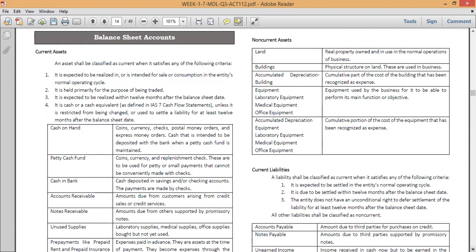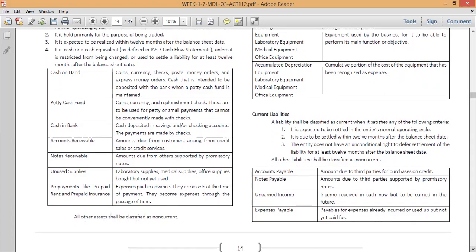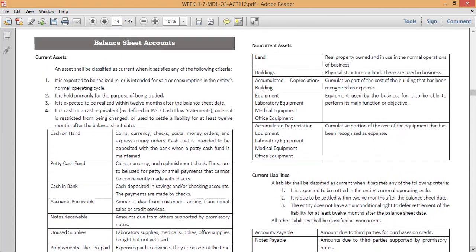So, sa assets, meron tayong current and non-current. So, ito yung dapat tandaan. Okay, naka-indicate na dyan. So, under current assets, ano nga ba yung current assets? An asset shall be classified as current when it satisfies any of the following criteria.